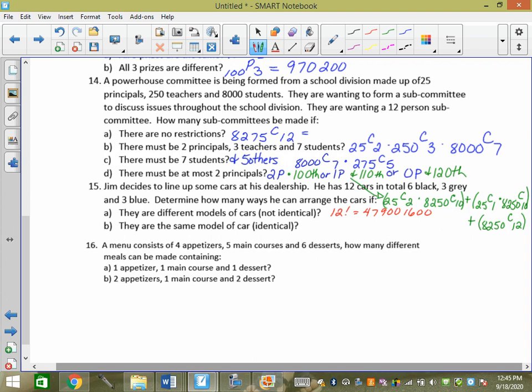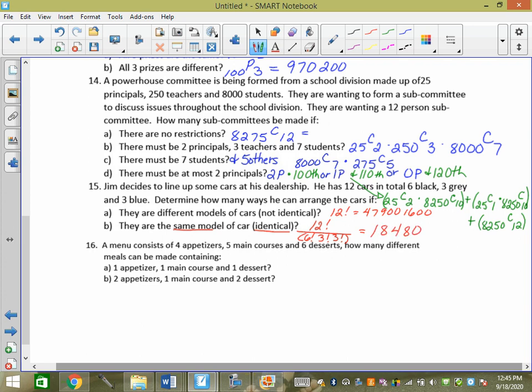479,001,600. Now, if they're the same model, that means I have identicals. It's like having 6 Bs, 3 Gs, and 3 other different types of Bs, B2s. So I have to do 12 factorial just like I did before because there's no restrictions on where the cars are, but I have to divide by 6 factorial, 3 factorial, 3 factorial. So I get 12 factorial divided by 6 factorial, 3 factorial, 3 factorial, which is substantially smaller because we get rid of all those cases where they're the same.